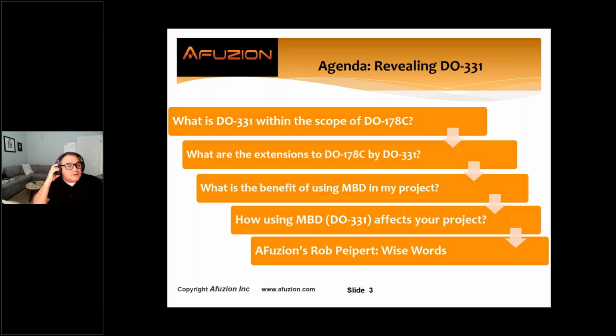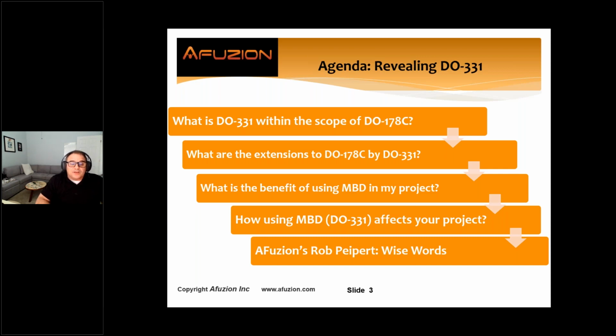So the agenda today, we're going to take a look at what is DO 331 as it is scoped within DO 178. So in particular, if you have a DO 178 project, we're going to look at how does DO 331 fit within that project. As well, within DO 331, there are some extensions that need to be considered within DO 178. So we'll talk about how DO 331 does provide some extended items within DO 178.